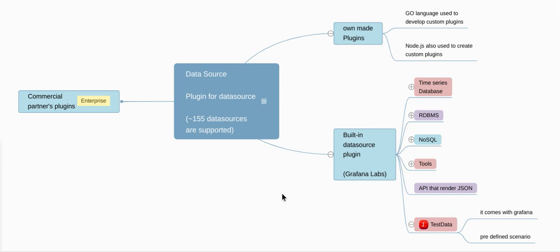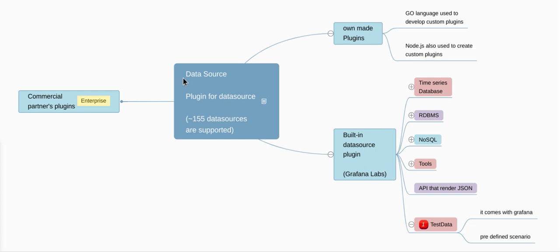Each data source has its own query language. If it is Oracle, the query language is different. If it is Elasticsearch, the query language will be different, right? If it's Loki or Prometheus, then its query language is different. That's why the query editor has to come with the data source plugin. Okay, fine.